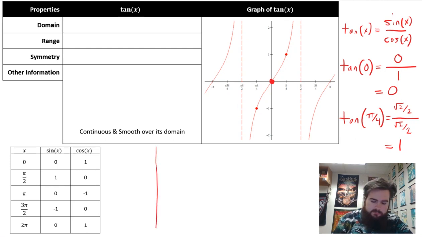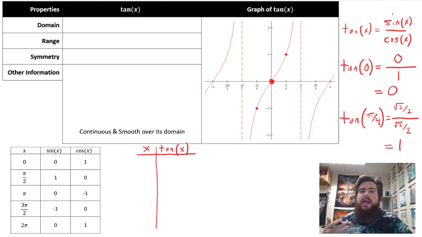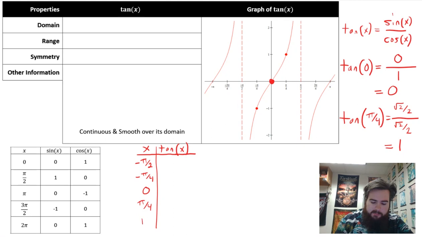So, when creating a t-table for tangent, if you use the t-table method for graphing purposes, it is recommended to not use 0, pi halves, and pi, etc. for those. Instead, it is recommended to use this range of values. Negative pi halves, negative pi fourths, 0, pi fourths, and pi halves, rather. If you use these values, you're going to get one full section, as you will see, of the graph of tangent of x.